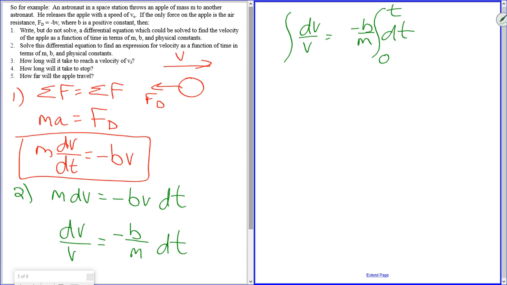And on the other side, I'm going to choose the corresponding velocities. So at time 0, what was my velocity? V naught, right? Not zero. And at the end of time t, my velocity is v of t. You could also just call it vf if you want. But I'm calling it v of t because I want you guys to understand that we are solving for the value of the function at time t.